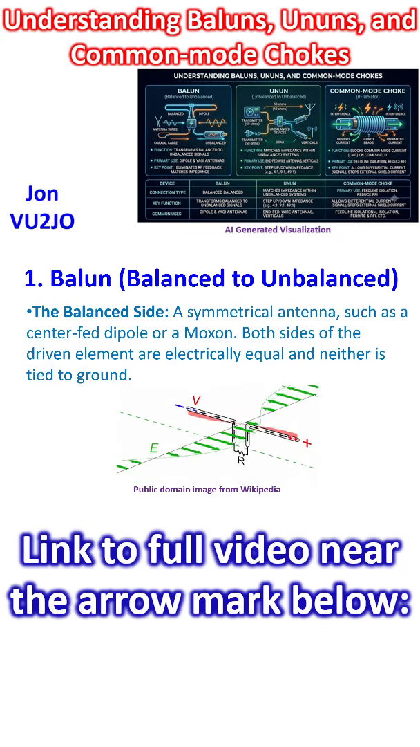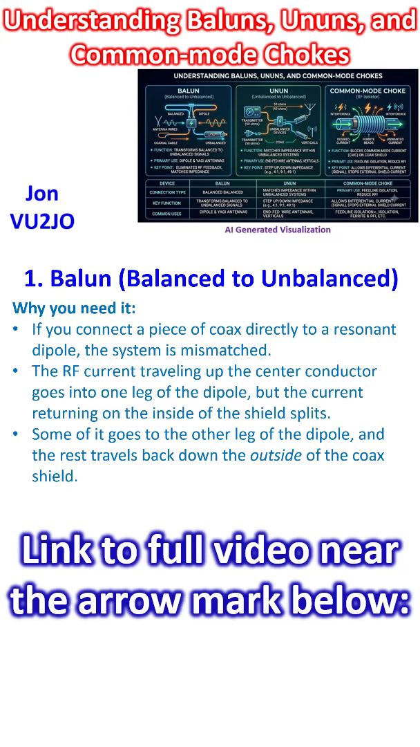The balanced side: a symmetrical antenna such as a center-fed dipole or a Moxon. Both sides of the driven element are electrically equal and neither is tied to the ground. Why do you need the balun?